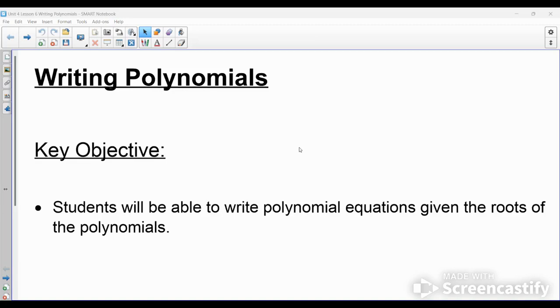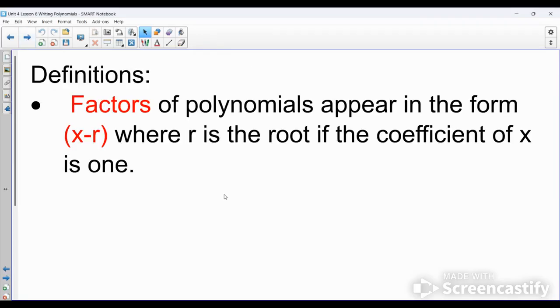Hi everybody, I'm going to be talking to you about writing polynomials today. So we have been working a lot with solving and finding all the roots. What happens if you are already given the roots and have to write the polynomial that they came from? So we're essentially working backwards here.